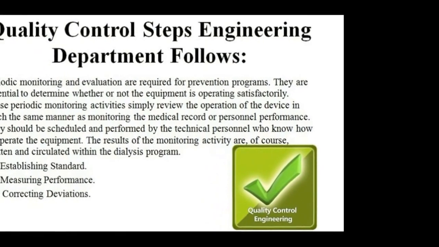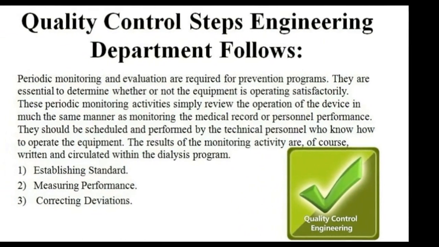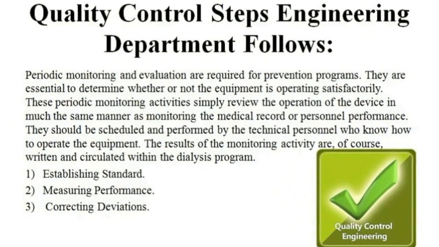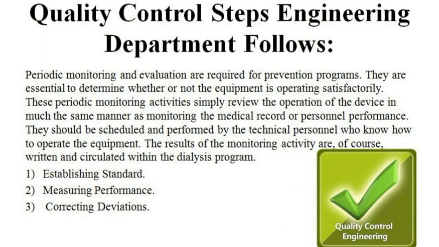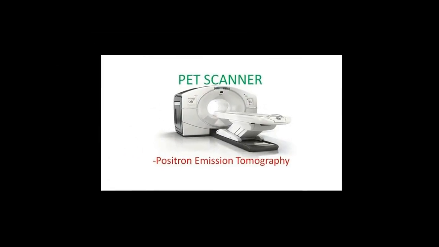In this slide, the quality control steps taken by the engineering department are listed. Periodic monitoring and evaluation are required for prevention programs, which means periodic testing of the machines. Personnel are to perform technical inspections on the machines to see if they are working correctly. The three points listed here, establishing standards, measuring performance, and correcting deviations, are just part of the many quality control exercises done by the technicians and the engineers to ensure optimal quality and performance of the machines.